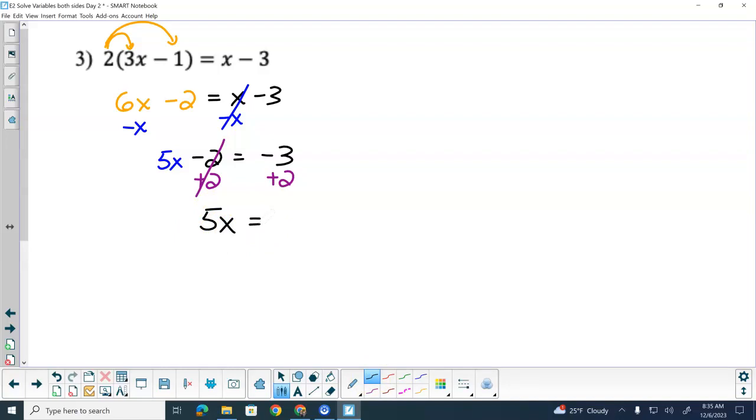Dom, -3 plus 2. Use your number line right there on your desk. Start at -3, plus is which way? Up, so we got what? -1. Will, next step. Divide everything by 5. Will, is that a reducible fraction? No, so then we can just write it as is. x equals -1/5. I like it. I like it a lot.